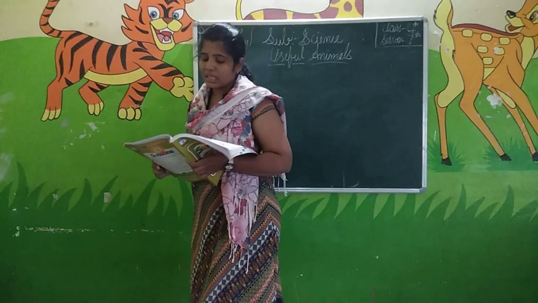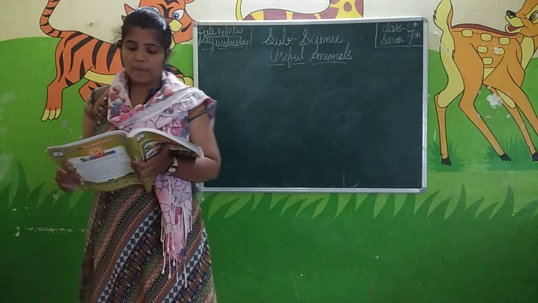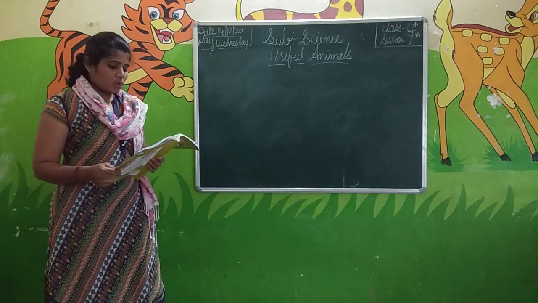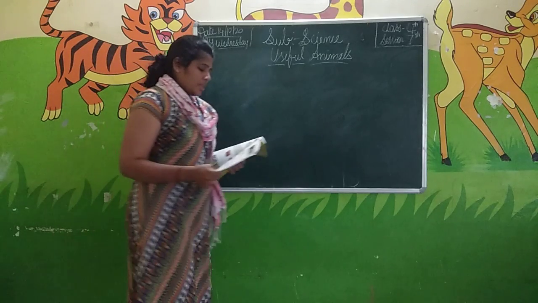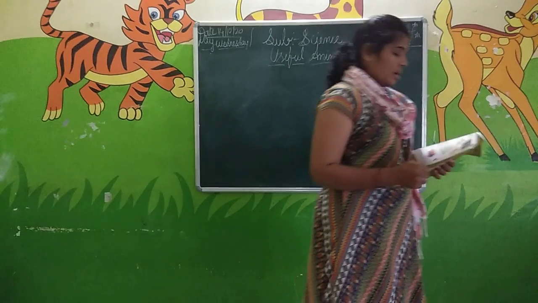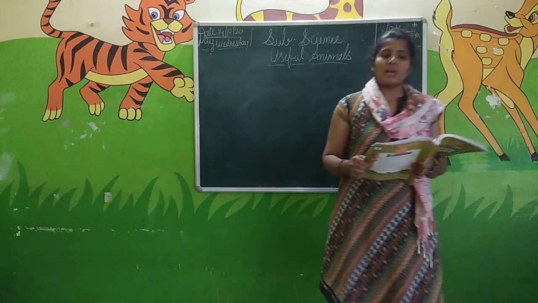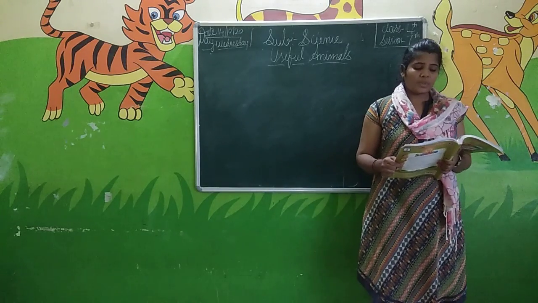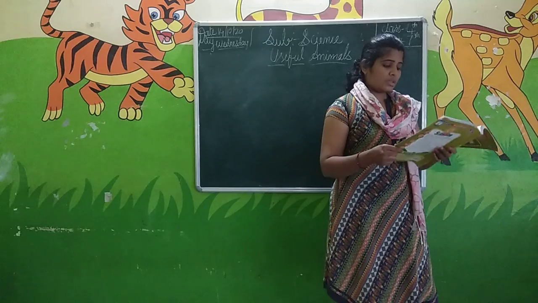Pet animals. Some animals like dogs, cats and rabbits are kept at our homes as pets. We keep some animals as pets in our homes and they safeguard our house. The dog guards our home and keeps the thieves away.